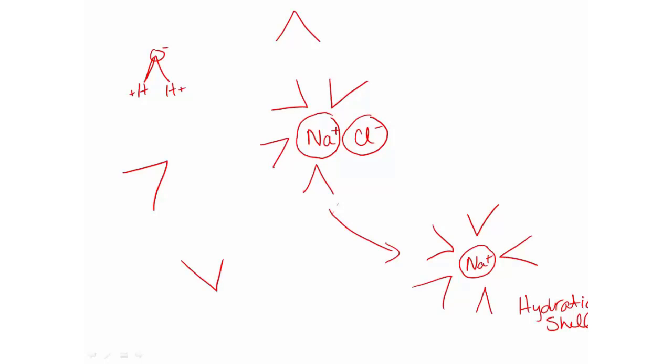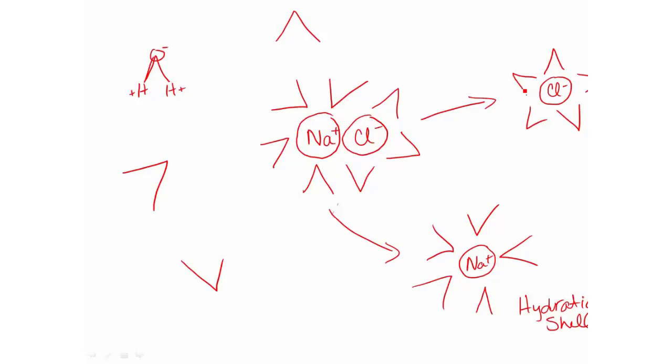Now if we go back to our chlorine, it happens to have a negative charge, so that means that the other end of the water molecule will actually surround the chlorine. So we're surrounding the chlorine with the positive or hydrogen ends. So this will occur until we get the chlorine basically completely surrounded by its own hydration shell.